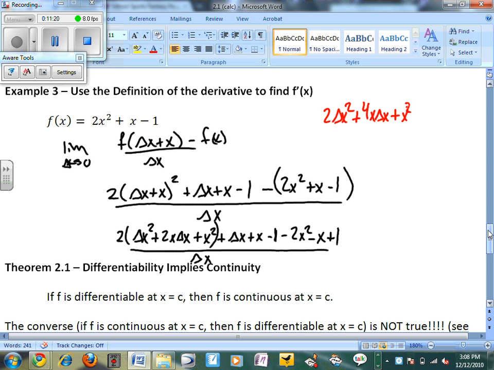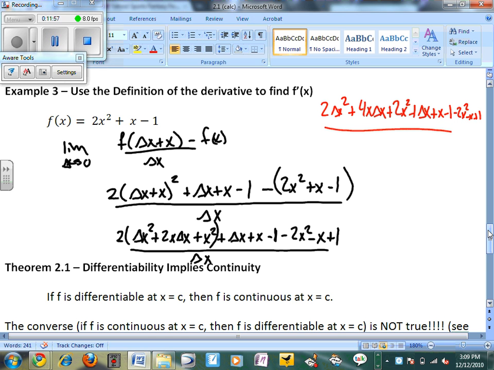And then we're going to have plus change of x. Oh, I messed up there. I'm getting a little messy here. I didn't leave myself enough room, so I'm going to have 2 change of x squared plus 4x change of x plus 2x squared plus change of x. I missed my 2x squared earlier. Plus x minus 1 minus 2x squared minus x plus 1. Still all over the change of x.